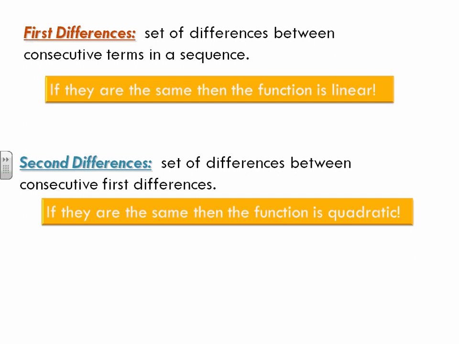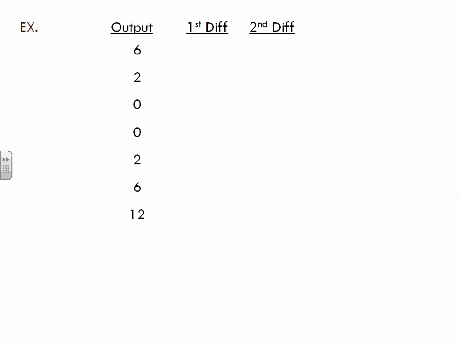All right, so let's do an example. Here are the numbers in my sequence, and I'm calling them output for right now because you'll see what we do with this next time. Okay, so to generate your first differences, you're going to take 2 and subtract 6. So that gives you -4. And then you're going to do 0 minus 2, which gives you -2. 0 minus 0 is 0. 2 minus 0 is 2. 6 minus 2 is 4. And then 12 minus 6 is 6.